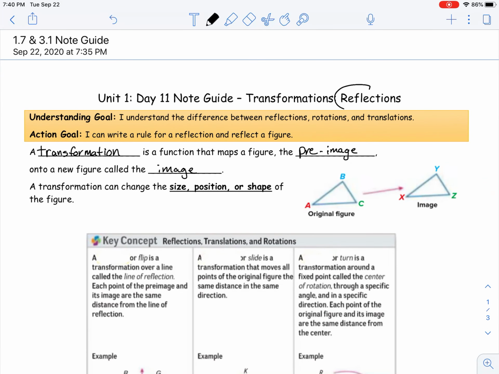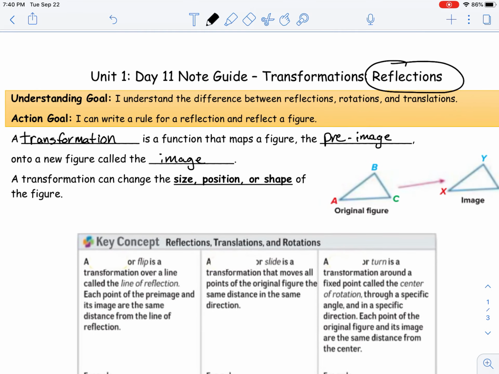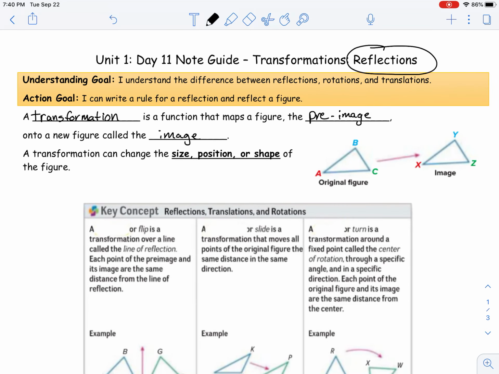Okay, we are going to go over transformations, and specifically we're going to talk about reflections. So a few fill in the blanks here. A transformation is a function that maps a figure, which is the pre-image, onto a new figure called the image. A transformation can change the size, position, or shape of the figure. So by transforming it, basically we're just going to change the picture.